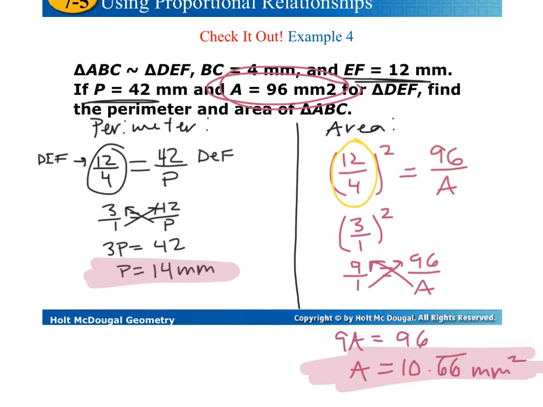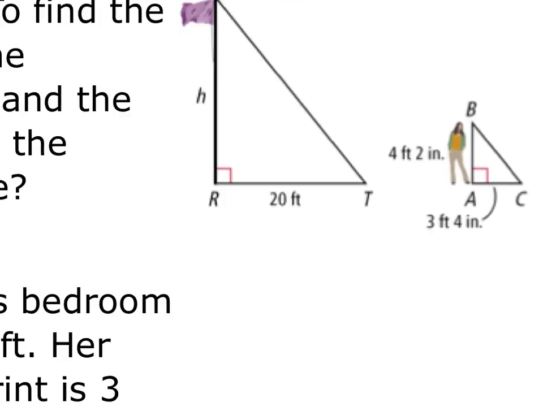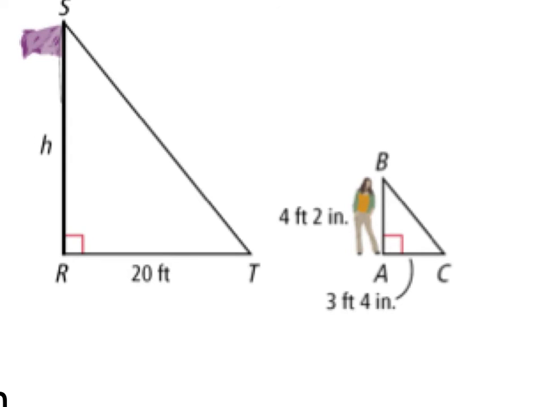All right, so now we're going to do a couple questions that review this part. Maria is 4 feet 2 inches tall. To find the height of a flagpole, she measured her shadow and the pole's shadow. What is the height h of the flagpole? What's the first thing we need to do here? Convert to inches. How do we change 4 feet 2 inches to inches? You multiply the 4 by 12 and then add the 2. What's 12 times 4? 48. 48 plus 2, and we get 50 inches.